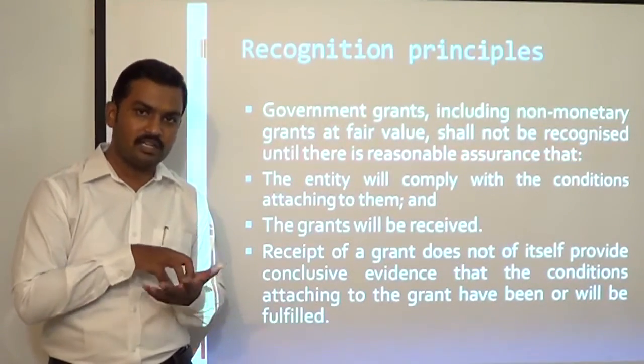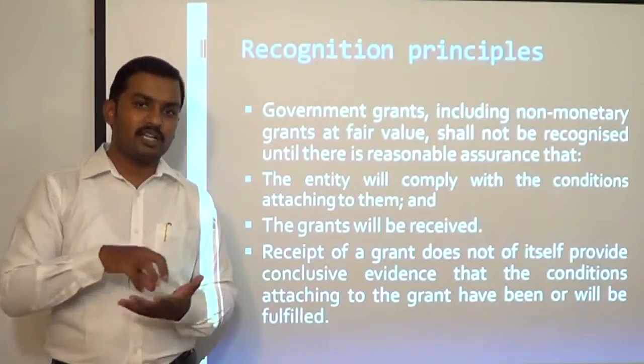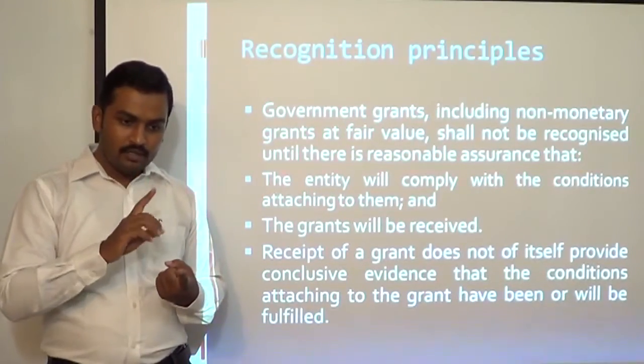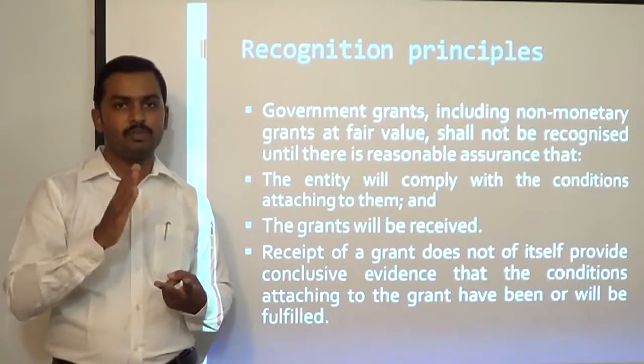Recognize means you can pass an entry for the government grant in your books of account either as an income or as a deferred income or as a liability. Okay. So only when these two conditions are met, that is, you should be reasonably sure that the conditions would be fulfilled, and second, the amount would be received.